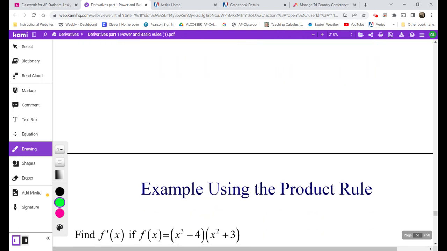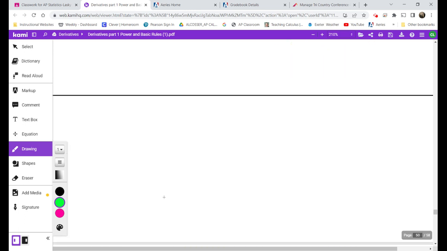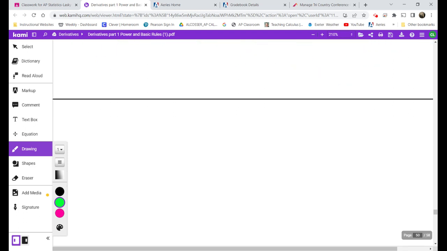Now, let's just talk about this. When we take the derivative, let me write it as u times v. I want to do the derivative of u times v. When I do this, I do u times v prime plus v times u prime. Here's the rub.